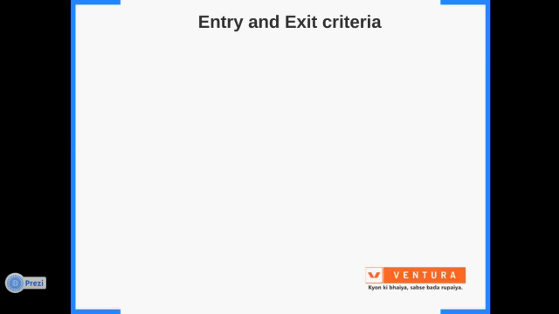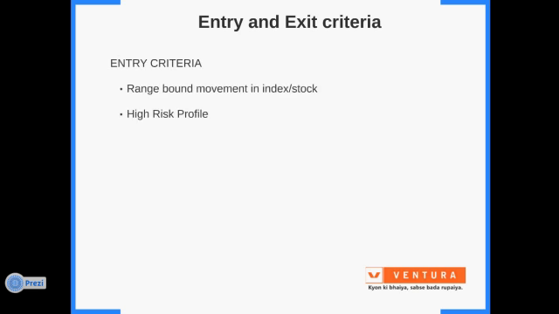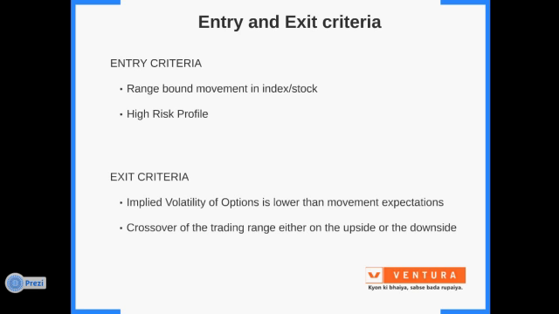While you may be clear about the reason for structuring a short strangle, which is basically the expectation that the stock or index will remain relatively steady, remember that it is time to exit this strategy when the market looks like it will become volatile or it crosses the trading range either on the upside or the downside.